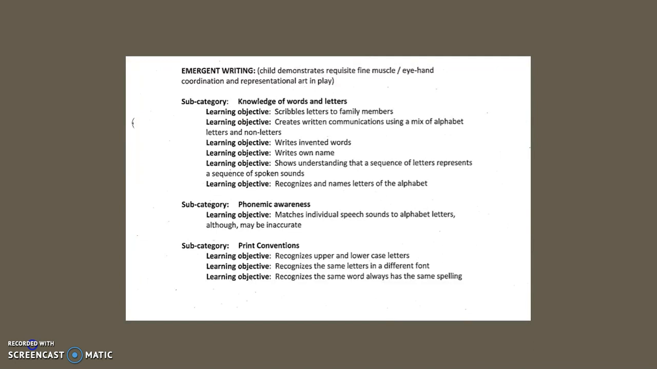This is the section from Young Children's Emergent Literacy Understandings and Behaviors on Emergent Writing. Remember, the subcategories are here: the knowledge of words and letters, phonemic awareness, and print conventions. So you're going to select a subcategory and then a learning objective. In mine, in just a second, you're going to see that I selected knowledge of words and letters, and then I also selected as my learning objective, writes invented words. So you'll select your own.